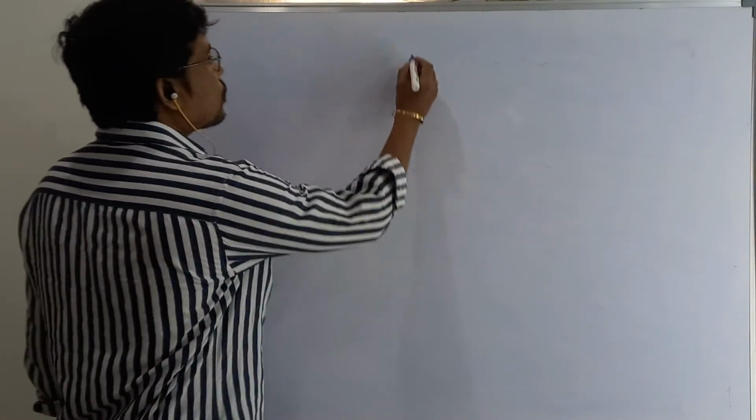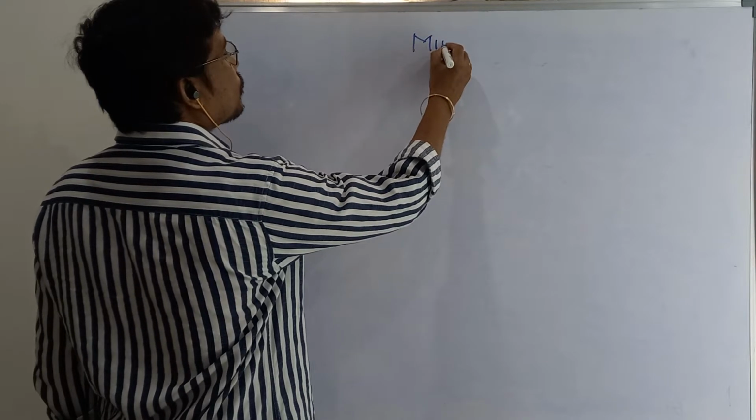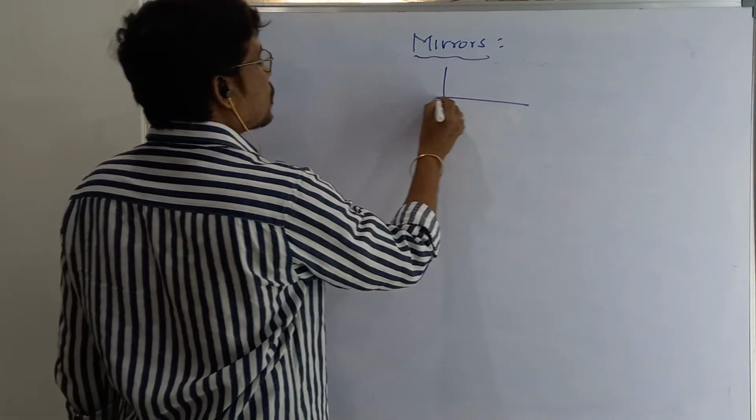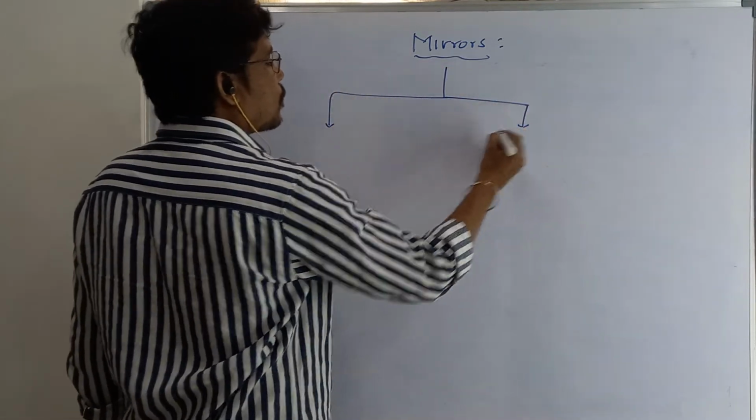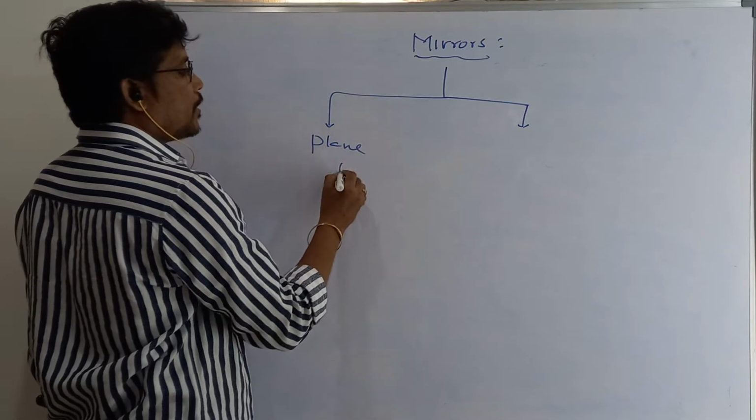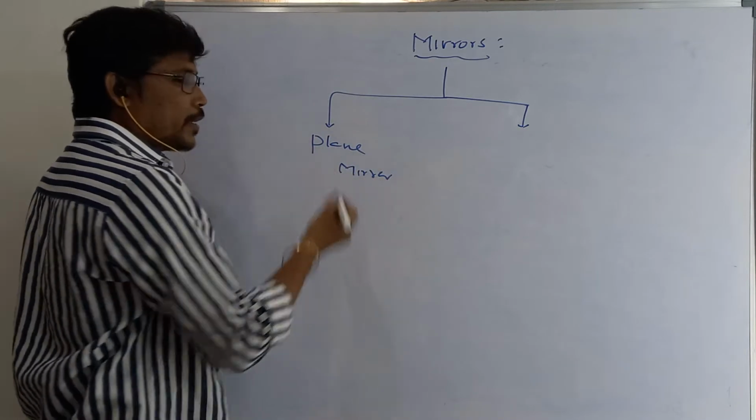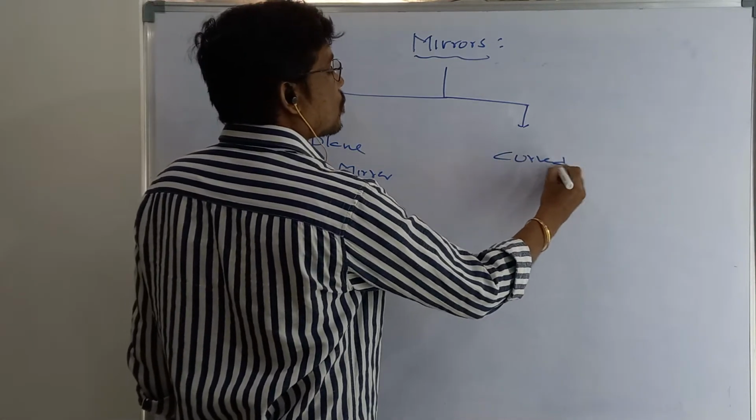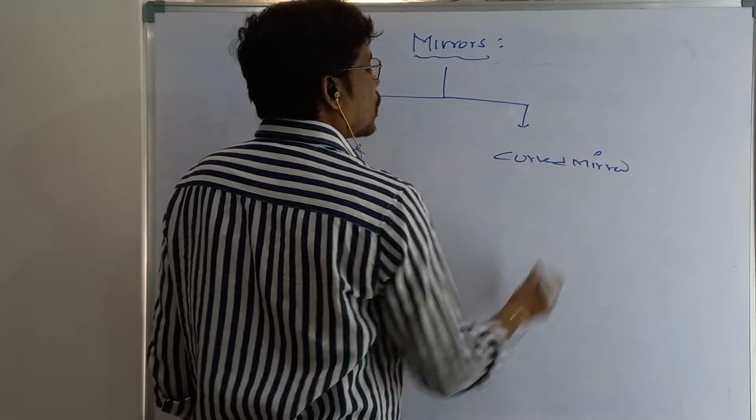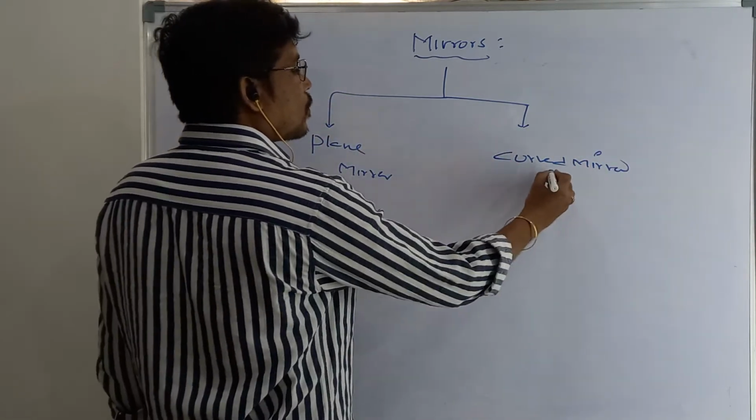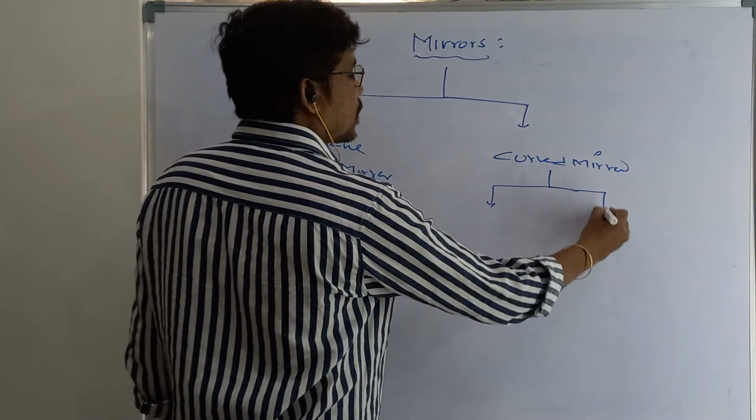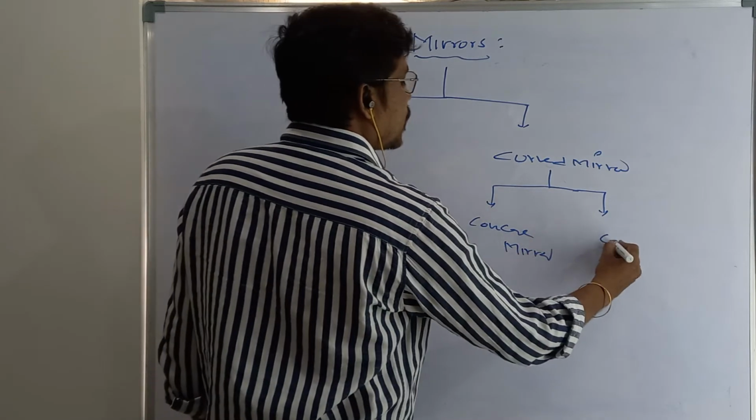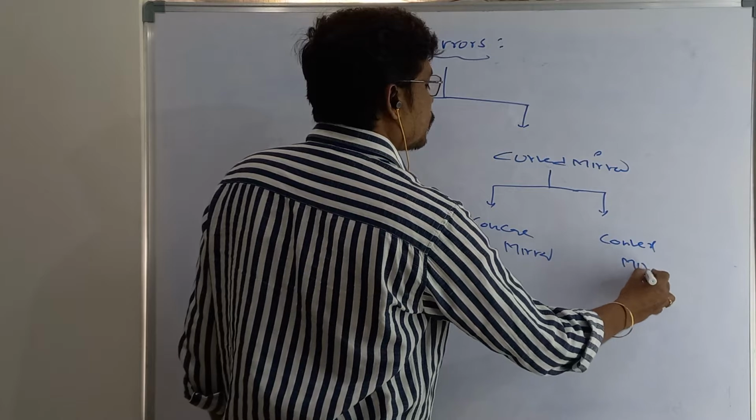So let us suppose the mirrors. Mirrors are classified into two types. One is plane mirrors, of course your daily experience, and the other is curved mirrors. Curved mirrors are again classified into two types: one is the concave mirror, and the next one is the convex mirror.